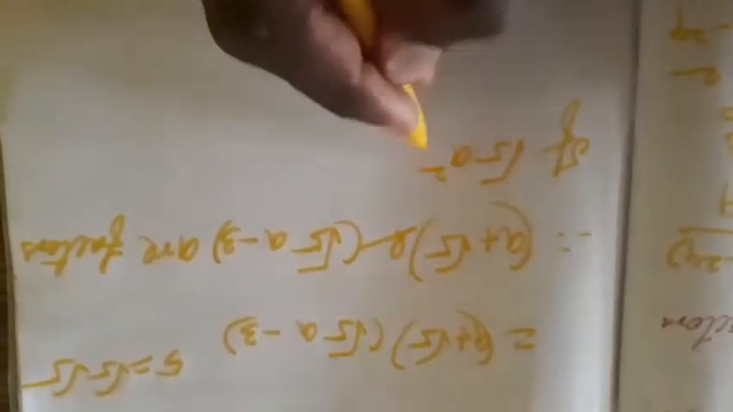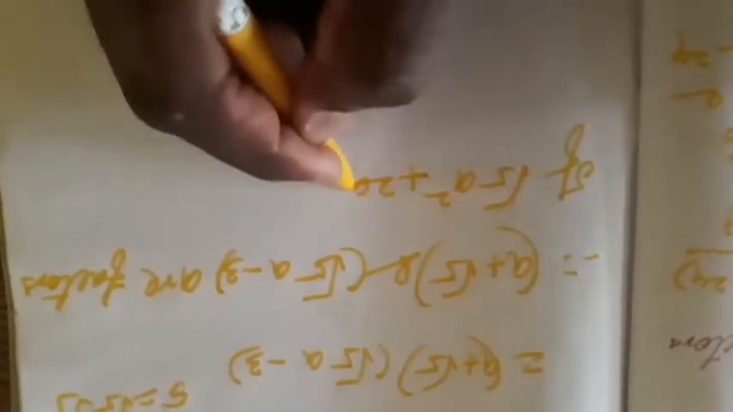So the required factors are a plus root 5 and root 5 into a minus 3. These are the factors of the given polynomial root 5 a square plus 2a minus 3 into root 5. Hence the solution is over. So next, the fourth one.